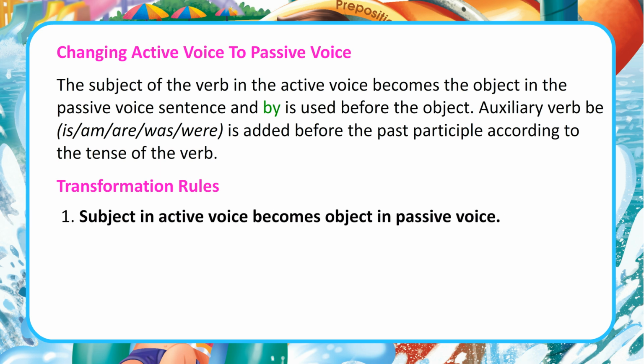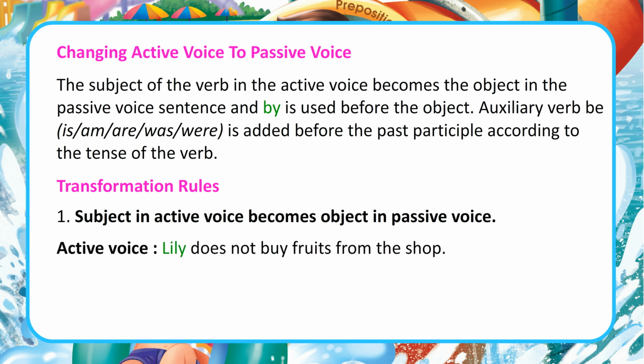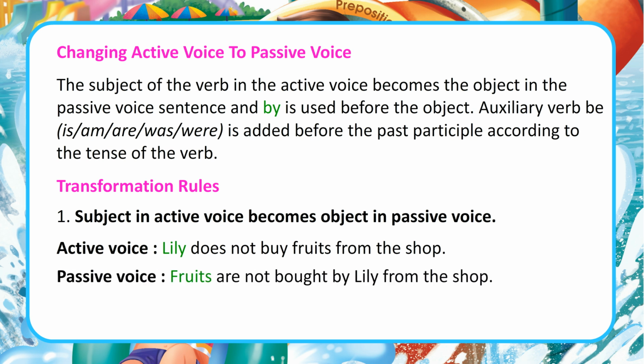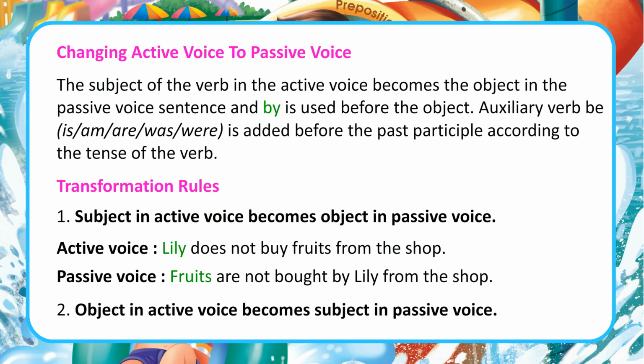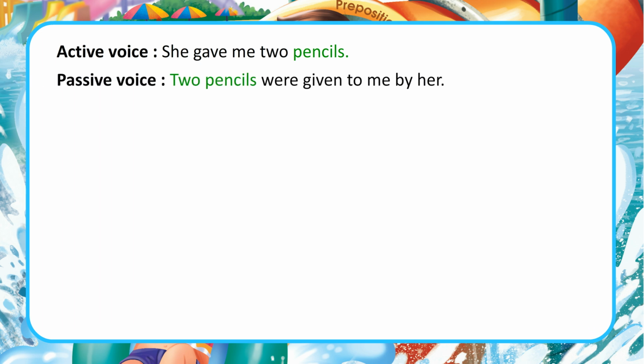Transformation rules. 1. Subject in active voice becomes object in passive voice. Active voice: Lily does not buy fruits from the shop. Passive voice: Fruits are not bought by Lily from the shop. 2. Object in active voice becomes subject in passive voice. Active voice: She gave me 2 pencils. Passive voice: 2 pencils were given to me by her.